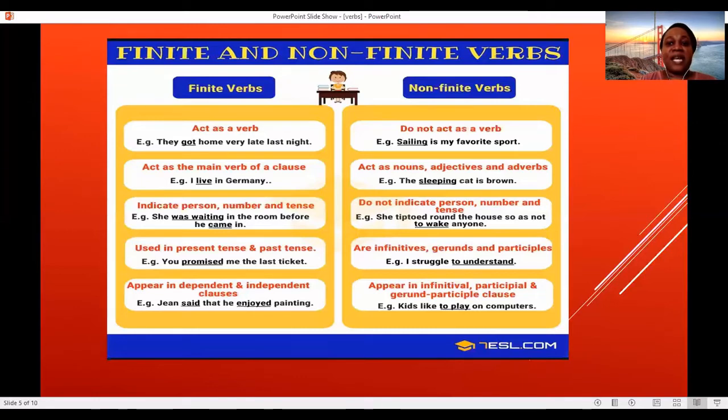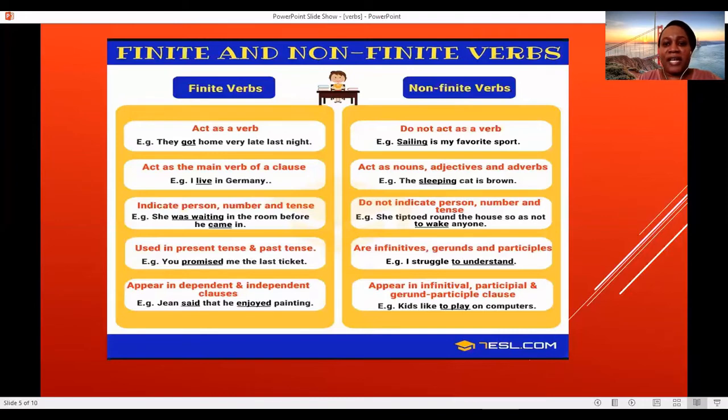Non-finite verbs are gerunds and participles. For example, I struggled to understand. And our last example, finite verbs appear in dependent and independent clauses. They appear in both. Remember what we said previously in our lesson, a dependent clause will not stand on its own and make sense, but an independent clause will stand on its own and make sense.